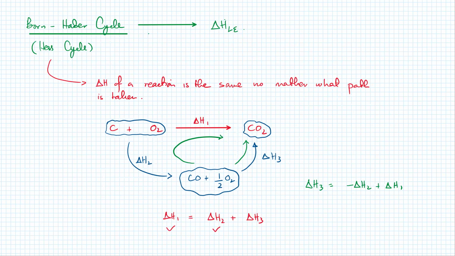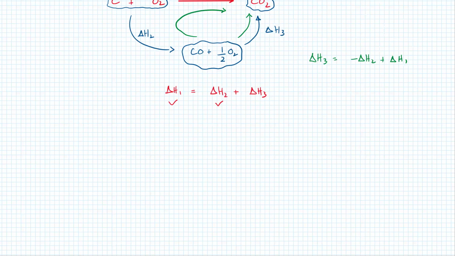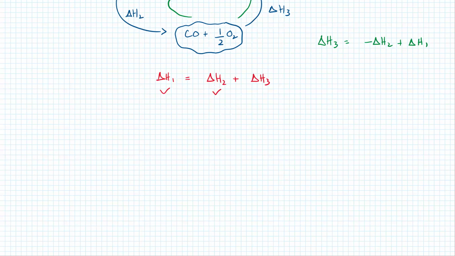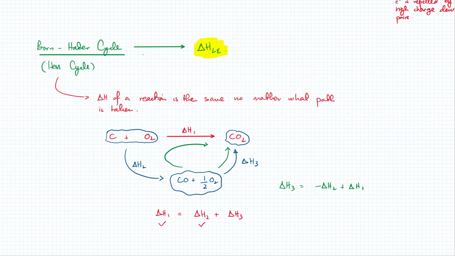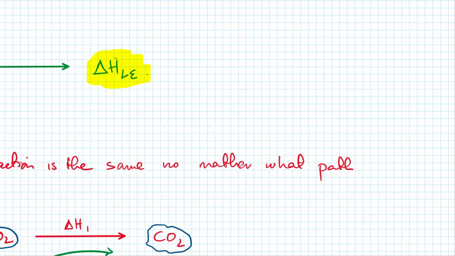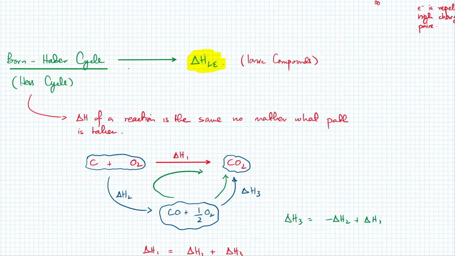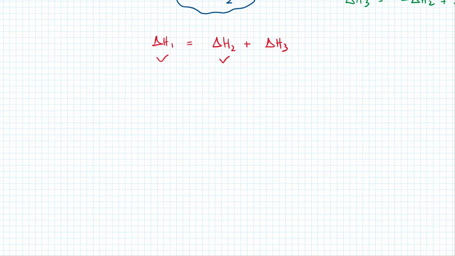Moving on, what's the Born-Haber cycle? The Born-Haber cycle is specifically for calculating the lattice energy. Normally the Born-Haber cycle starts with enthalpy of formation. And remember, it's for ionic compounds only. Lattice energy is specifically for ionic compounds. Normally Born-Haber cycles are all constructed in exactly the same way.